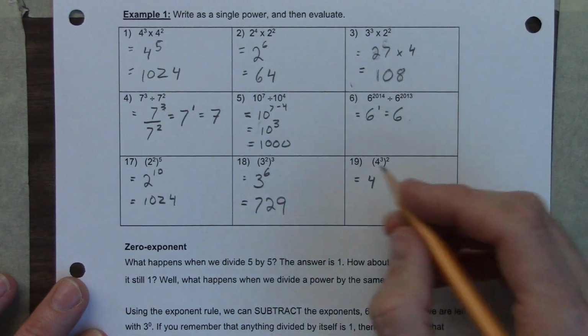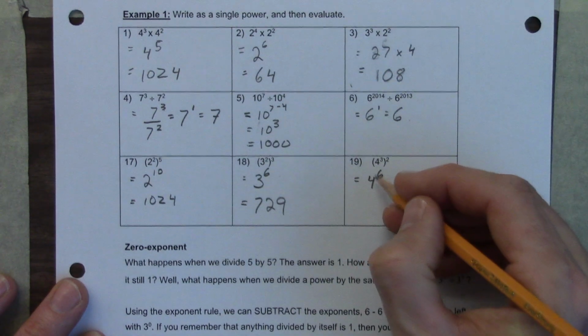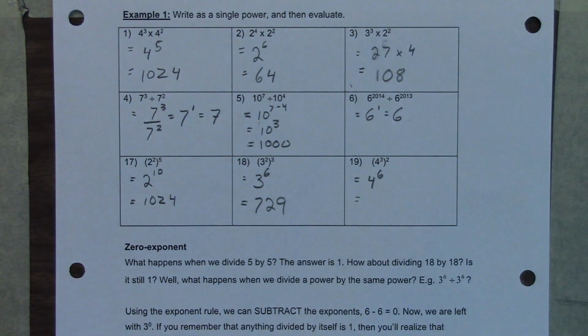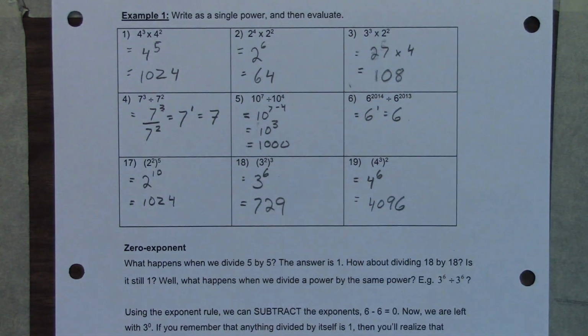Sorry? 3 times 2. Yeah, you got to multiply them when they're raised. What's 4 to the exponent of 6? 4096. 4096? Thanks.